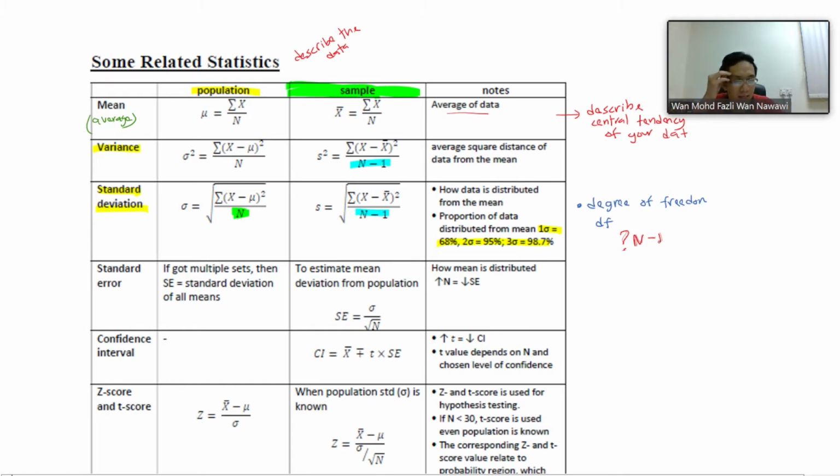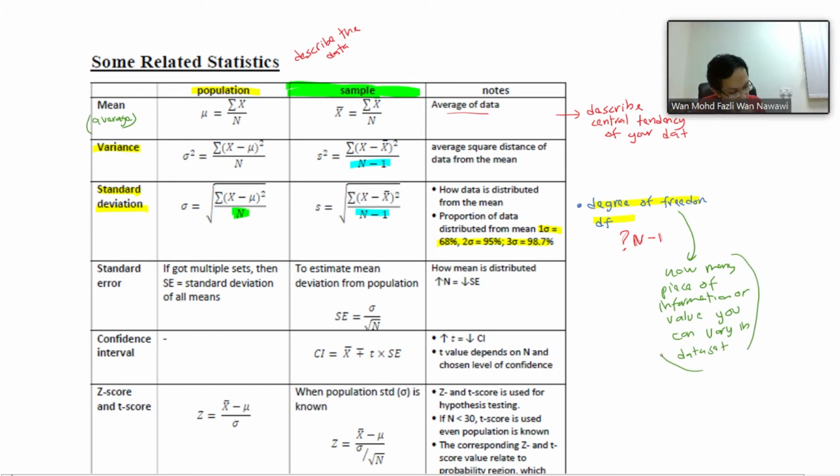N minus 1 is basically how many pieces of information, or values, we talk about data values, you can vary in a data set. The definition of degree of freedom is basically how many pieces of information or values you can vary in a data set. Okay, maybe it's quite abstract, so let me give an example.